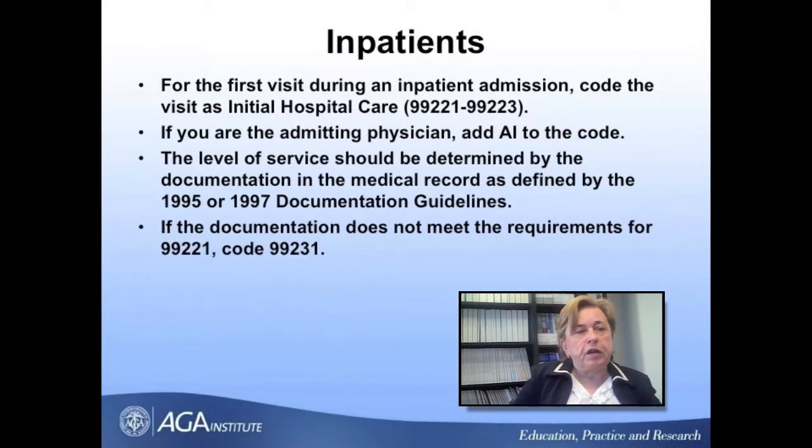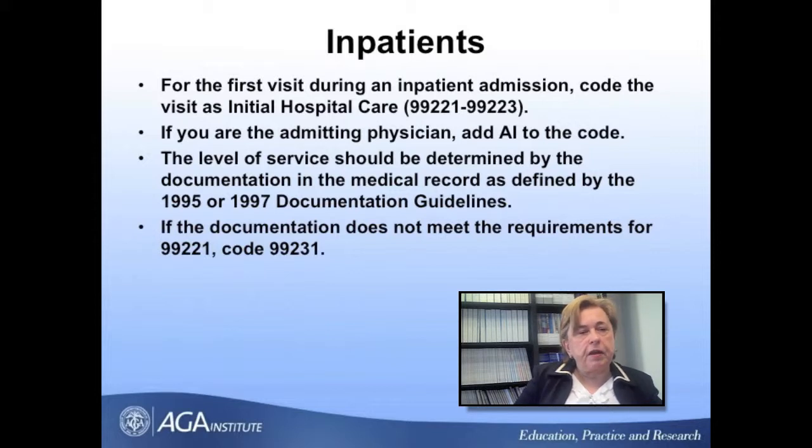For an inpatient, the first time you see an inpatient during that particular admission, you would bill the initial hospital care code, 99221 to 99223, regardless of whether you've seen the patient before and regardless of whether you've provided any service to that patient prior to this particular hospital admission. If you are the admitting physician, you would add the AI modifier to the code. The level of service that you select would be determined by the documentation in the medical record, again using the 1995 or the 1997 documentation guidelines.